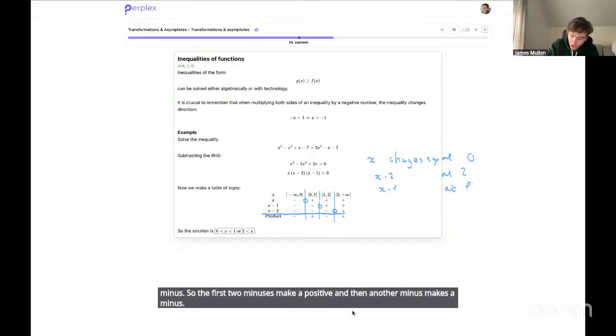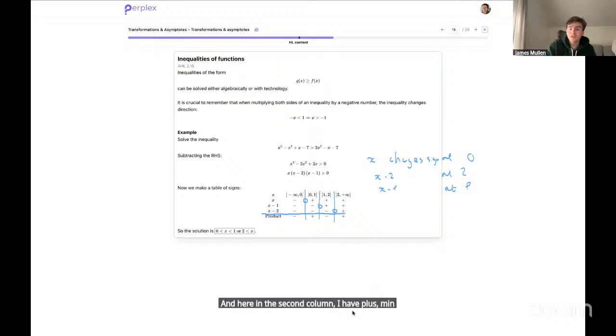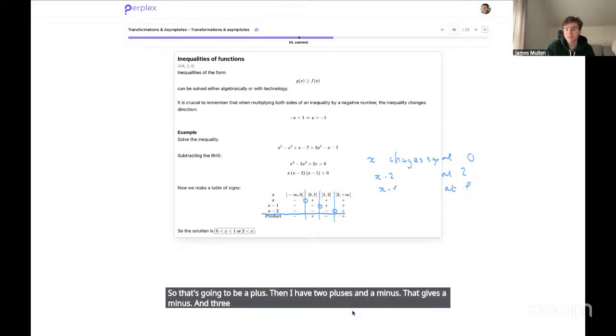And here in the second column, I have plus, minus, minus. So those 2 minuses combine to give plus. So that's going to be a plus. Then I have 2 pluses and a minus. That gives a minus. And 3 pluses just gives me a plus.